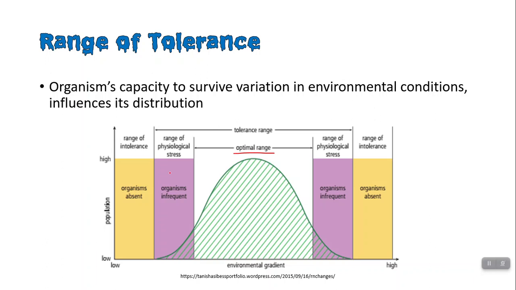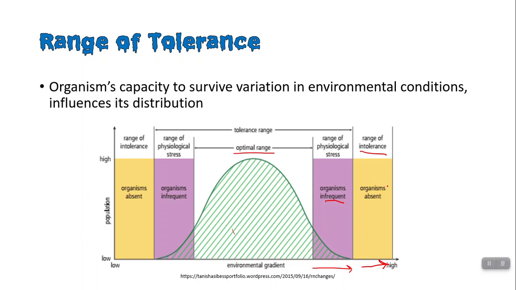That's the best place for you to live. Once you start getting further from that, so let's say this was temperature. High temperature, once you start getting to higher temperatures, it's what they call the range of physiological stress, meaning it's not good. You have less organisms living there because it's not good for them. And then once you get too high of this, say we're looking at temperature here, it's called the range of intolerance. They can't live there because it kills them.